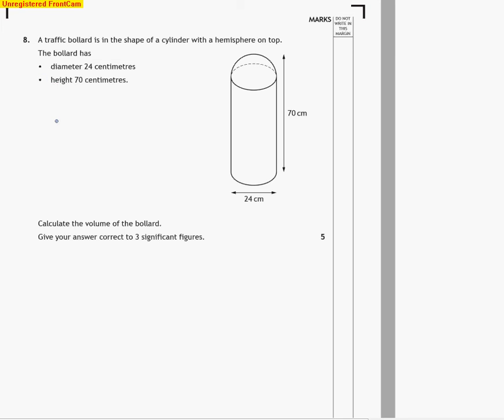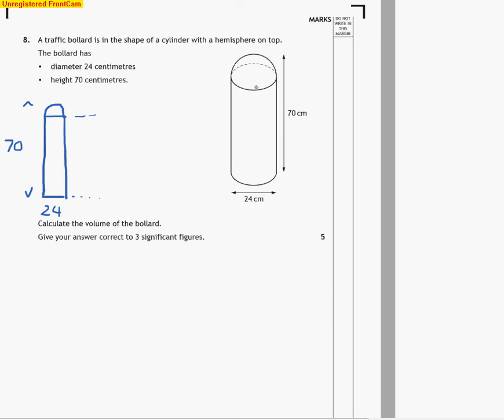The next thing you really want to do is draw a sensible diagram. So I'm going to draw an elevation of this, and I'm going to label up with some dimensions. We know the full height of this is 70, so I'll put 70 over here. That's the full height. We don't know what the height of this is just now. We know the base is 24, so that's good.